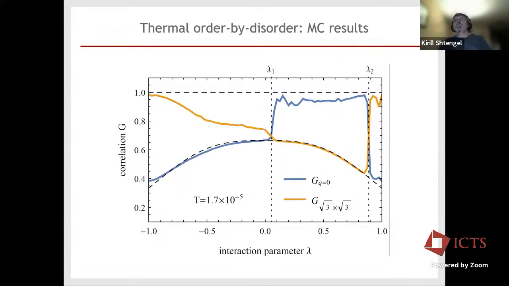I just want to show that the order parameters characterizing these root 3 and q equals 0 states actually flip at that location of the peak. So that's kind of an interesting physics. So you really have the thermal selection of the root 3 by root 3 state.